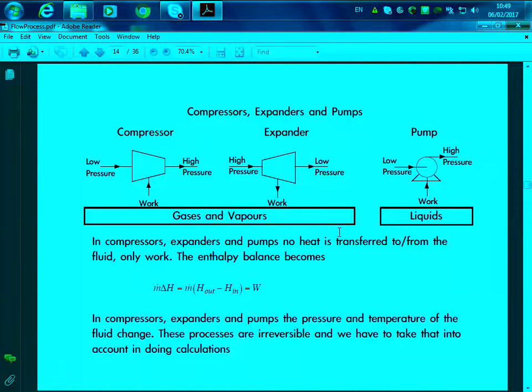These processes are irreversible, and we have to take that into account in doing calculations. For irreversible processes, we will have to take into account changes in entropy, unless we assume a reversible process, which is something nicely done for compressors, and we solve a lot of our problems. Okay? So we will stop here, and in the next lecture we will look at the compressors.